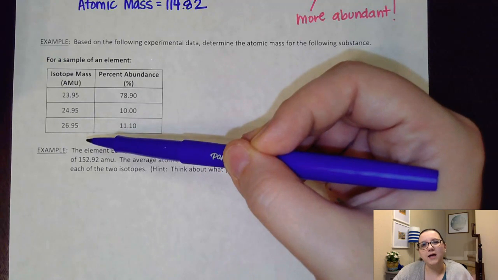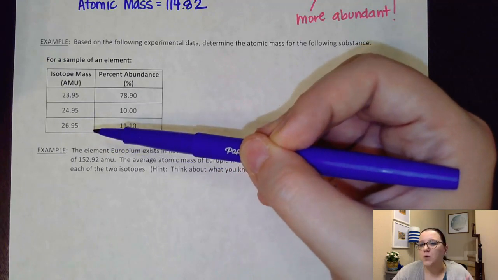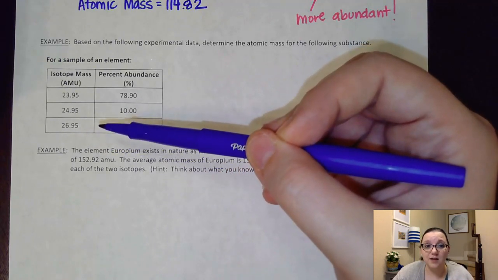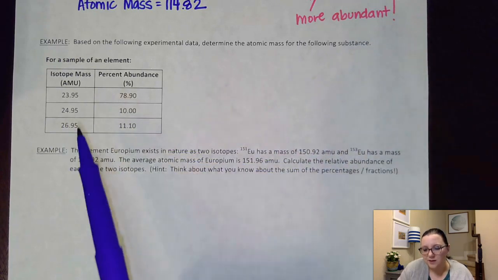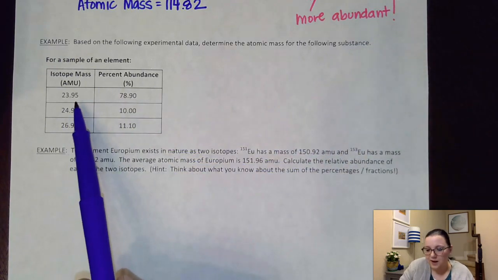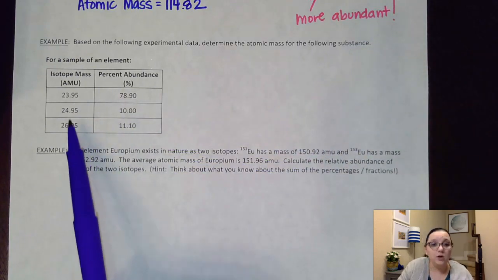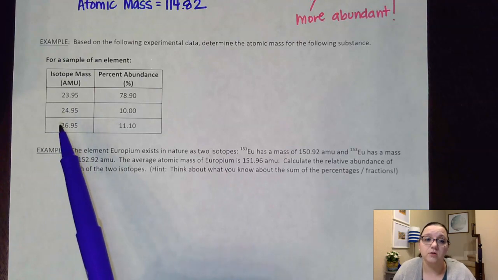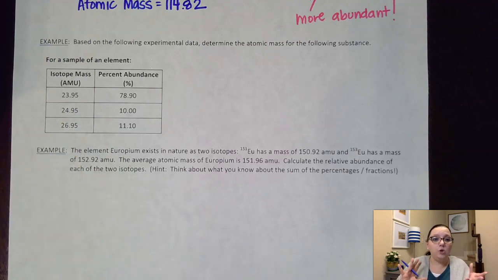So if I had to make a guess to where this average is going to come out, I would guess it's going to come out maybe a little bit higher than 23.95, but nowhere near these other two numbers. So I might be in the low 24 point something range. Okay, so like I said, I already know some information here even without doing the calculation.